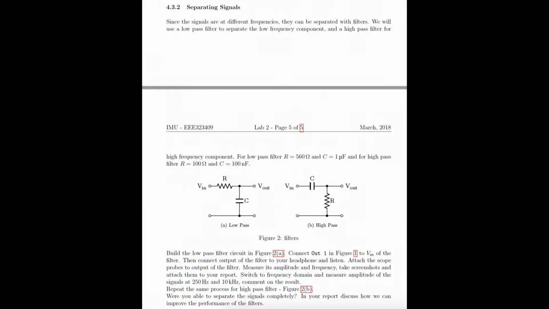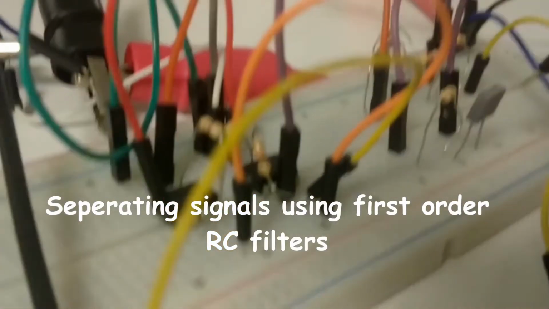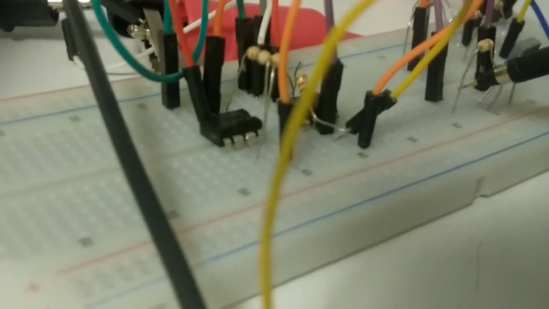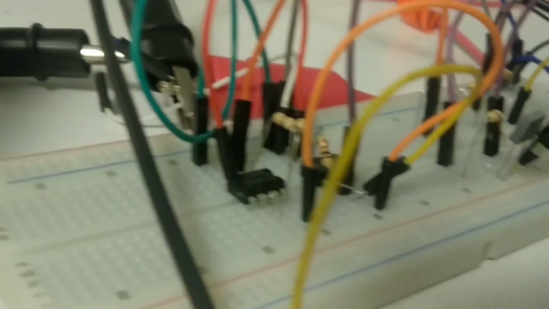Now I'm going to show the separation of the signal using an RC circuit. In order to pass the low frequency, we give the input to the resistor and take the output across the capacitor. For the high pass filter to pass the high frequency, the input is given to the capacitor and the output is measured across the resistor. Make sure that the positive side of the oscilloscope probe is given to the joint node of the capacitor and the resistor.